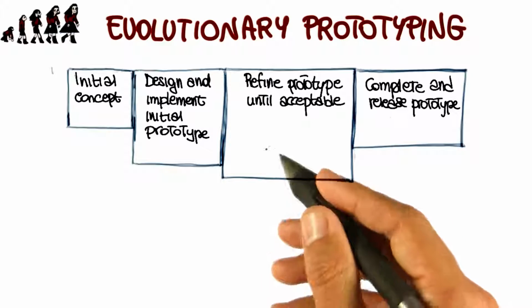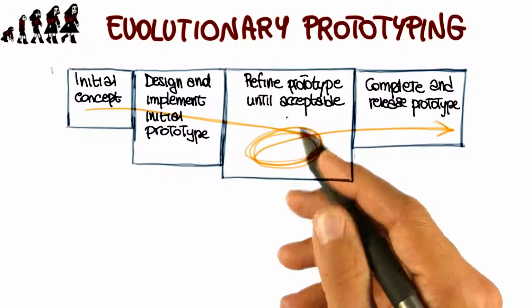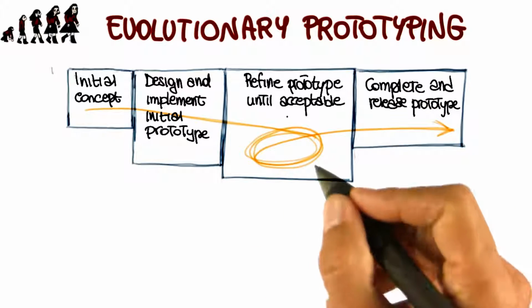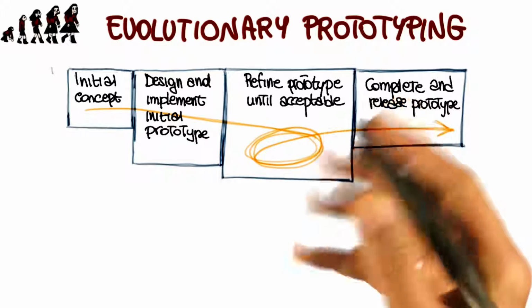Therefore, when developing a system using evolutionary prototyping, the system is continually refined and rebuilt. So it is an ideal process when not all requirements are well understood, which is a very common situation.